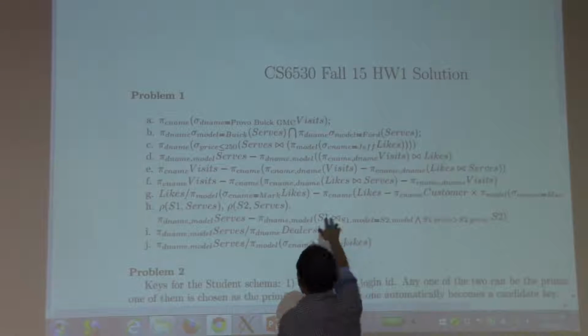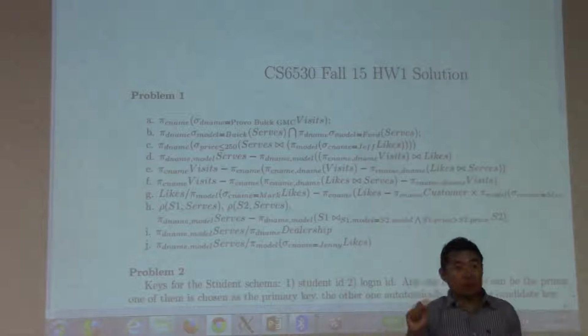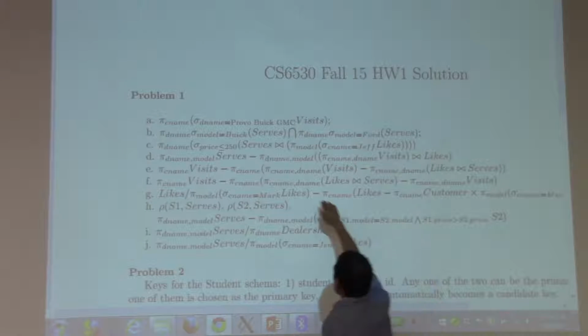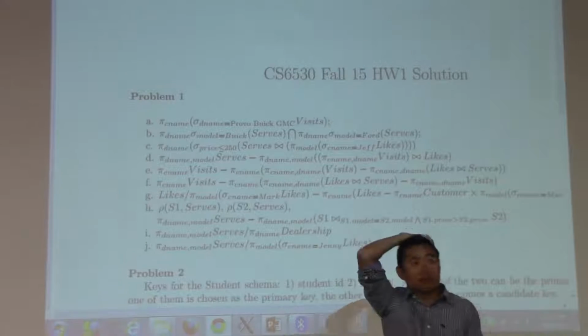Then I use the projection of customer and dealers from the visits minus the weighted ones. What does it give you? What does this part give me? What does this part give me?